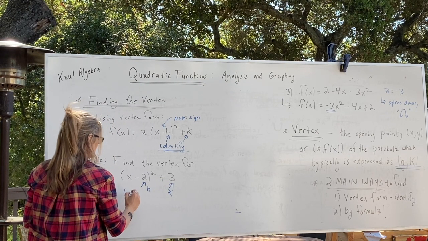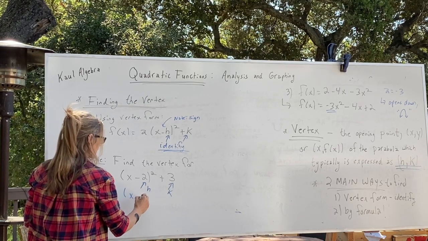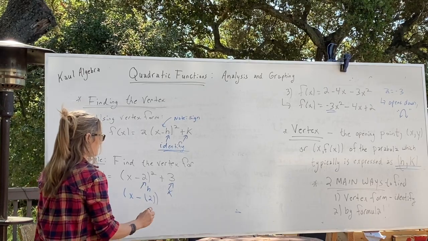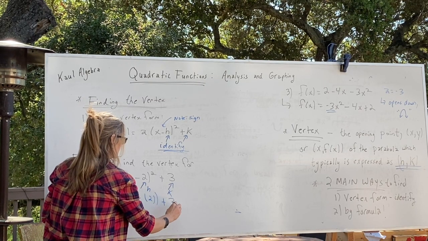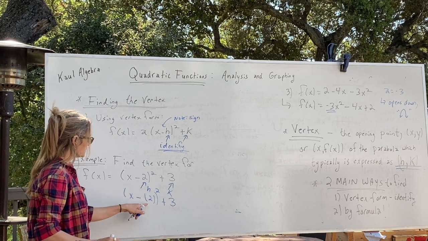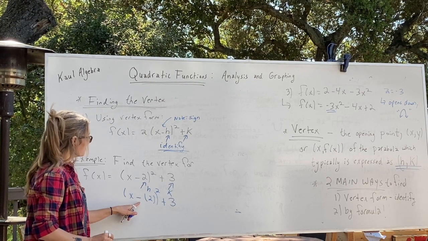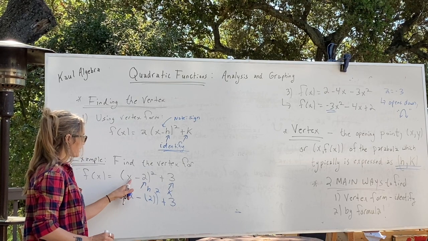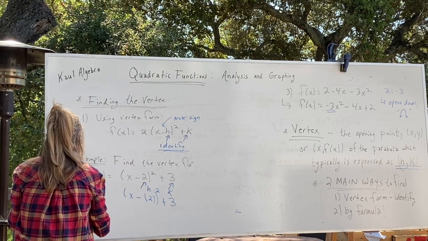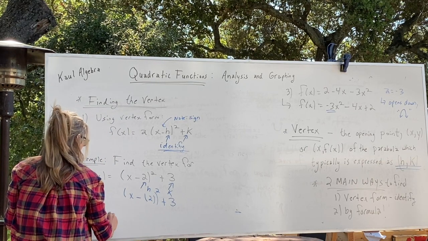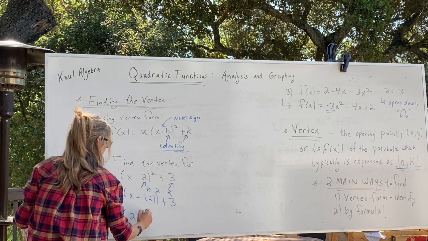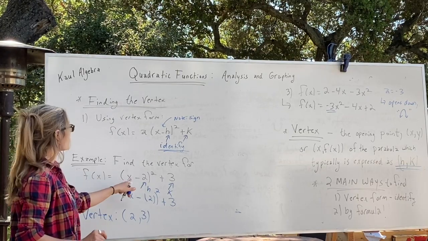So if I translate this to vertex form, this is (x minus positive 2) plus 3, and this is quantity squared. So this must be a positive 2 to keep the sign minus between the h and the x. So my vertex here, the opening point, is going to be (2, 3). It's that simple when it's in vertex form.